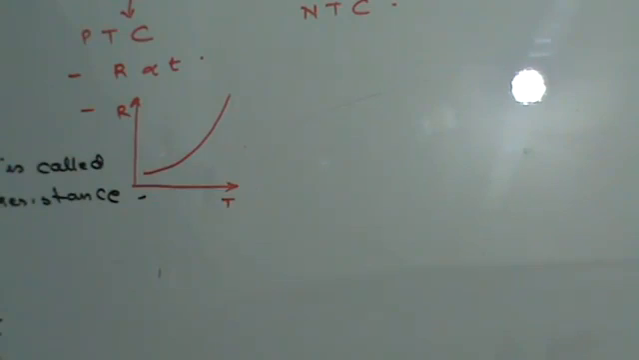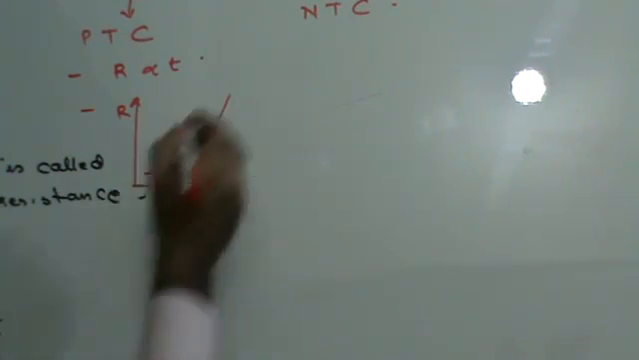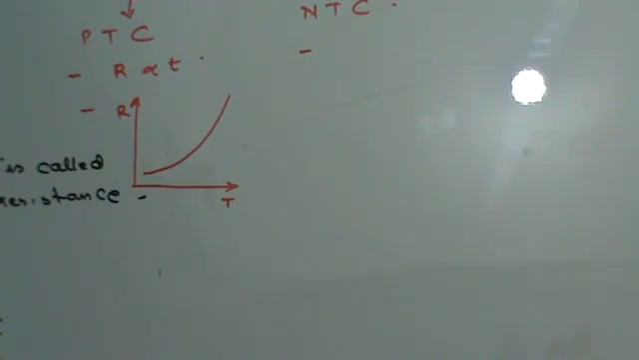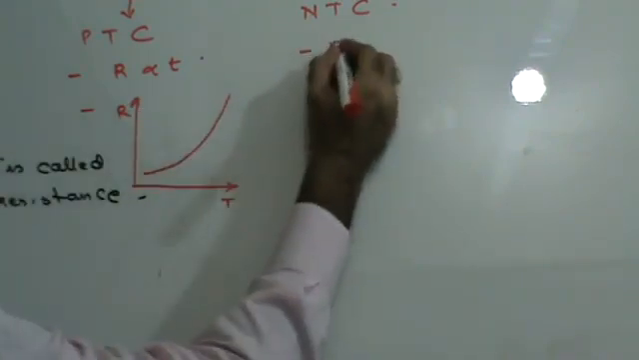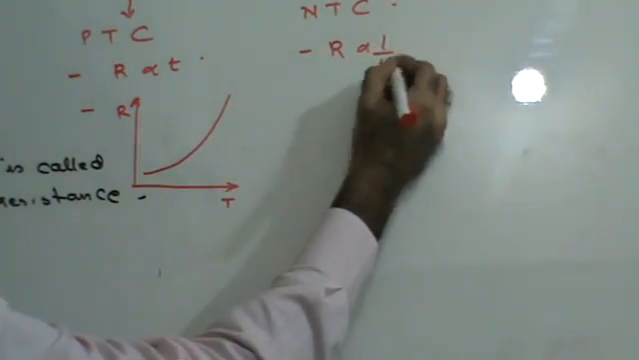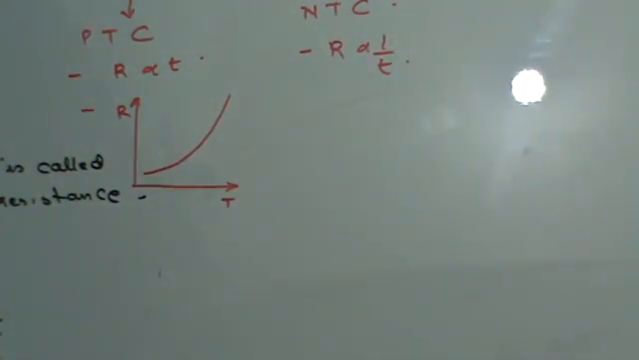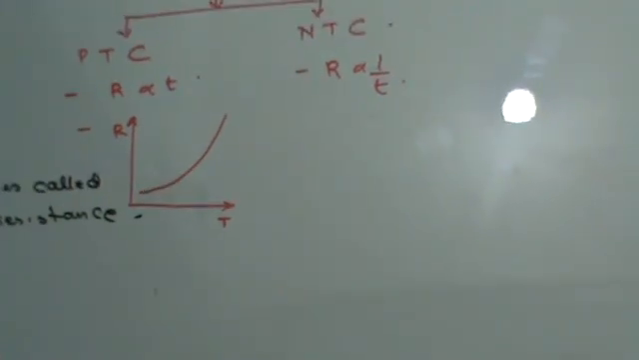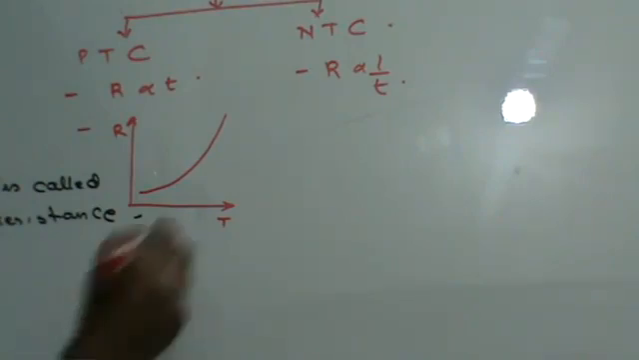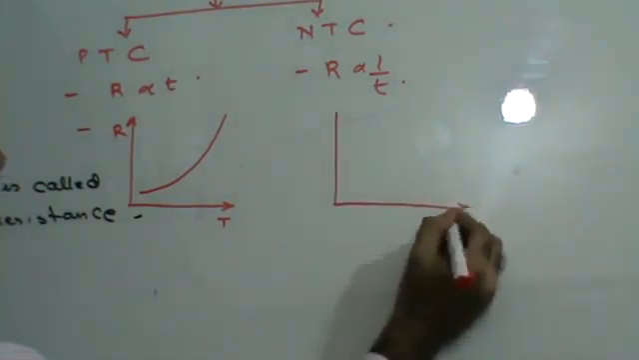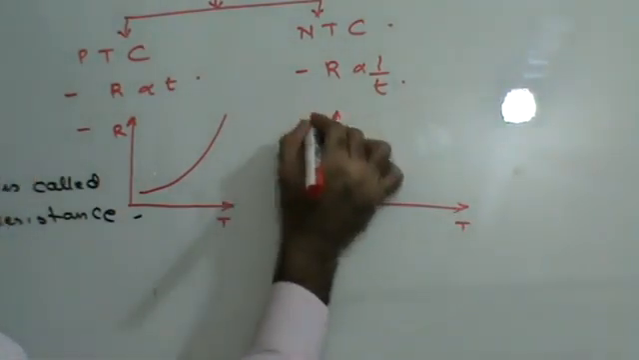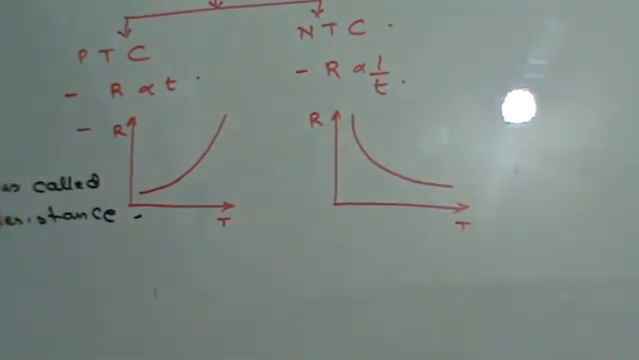You also have negative temperature coefficient resistors. What are negative temperature coefficient resistors? These are resistors where the resistance is inversely proportional to temperature, meaning as the temperature decreases, the resistance increases, right? These are called negative temperature coefficient resistors. How do I represent them graphically? If I draw a graph of temperature versus resistance, the graph would slope downwards from left to right, right?